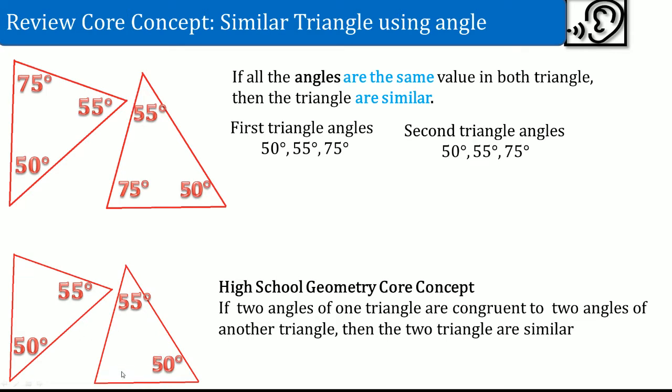Because when you try to work off the math, they're going to set up the same equation and solve for the same unknown. So their third angles are going to be the same. This is the reason why you only need two congruent angles to determine that two triangles are similar.